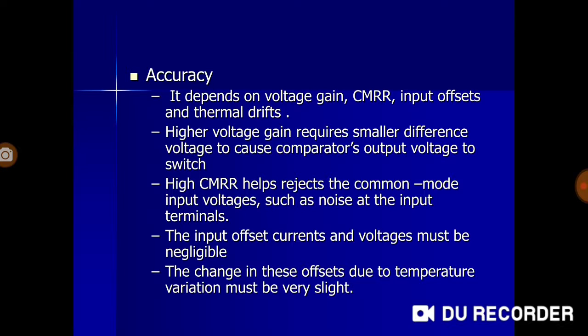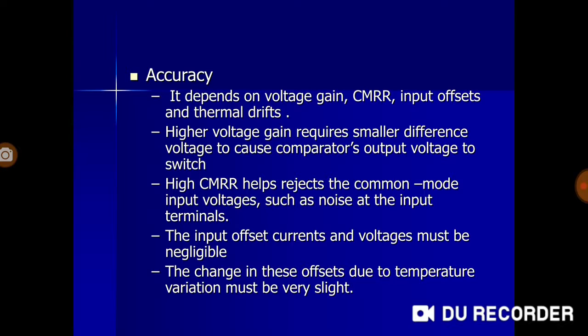Next, input offset current and voltage. It should be negligible, because what we are talking about is accuracy, and this applies to input offset current and voltage both. The term offset itself means that it is away from the correct value. So if the offset currents and voltages are negligible, only then we can say it is closer to accuracy.